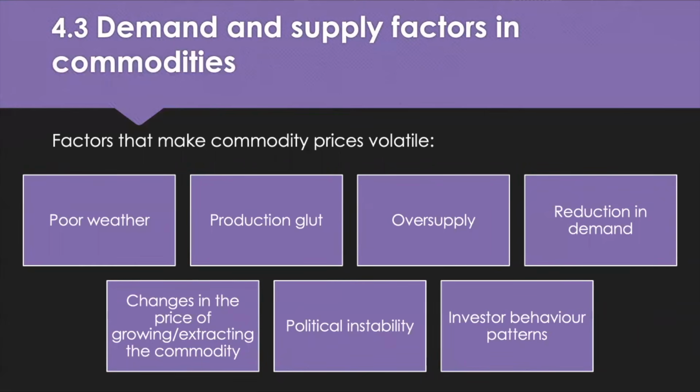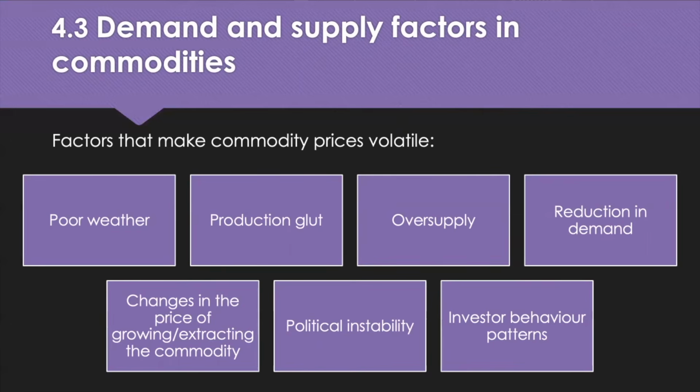Production glut, which is immediate or future supply exceeding demand. If there's unexpected good crops of soybeans, or if soybeans suddenly attract higher price than cotton, more soybeans will grow than there will be demand for. And then you've got oversupply, where the current supply and retained inventory exceeds demand. So if a commodity was stockpiled against a future presumed shortage that didn't occur, or reduction in demand because of a change in a major buyer usage of the commodity, a change in the price or growing extraction, the commodity.